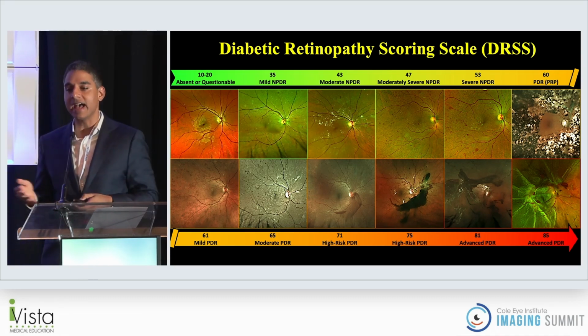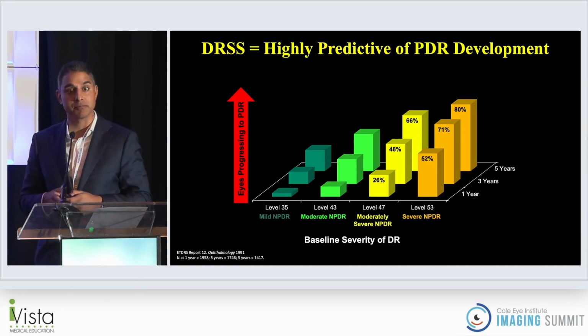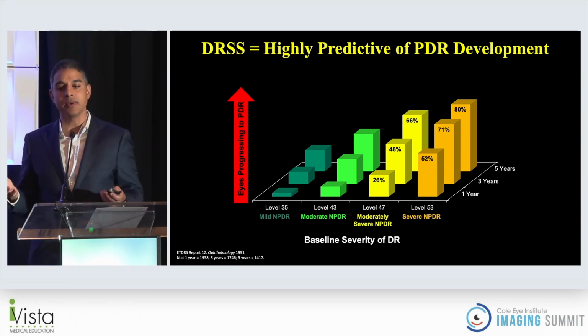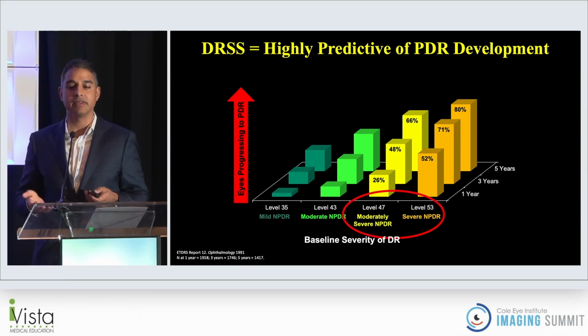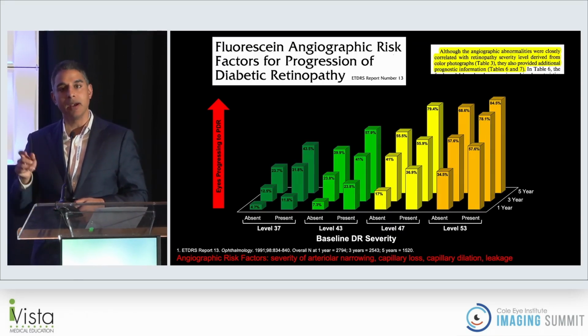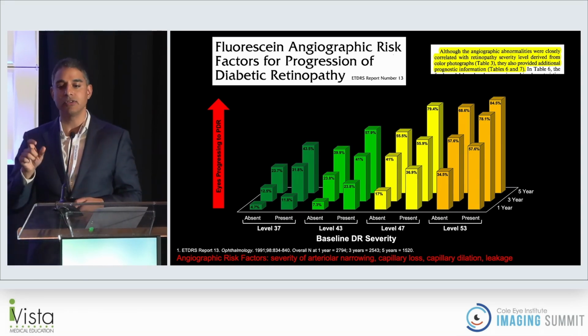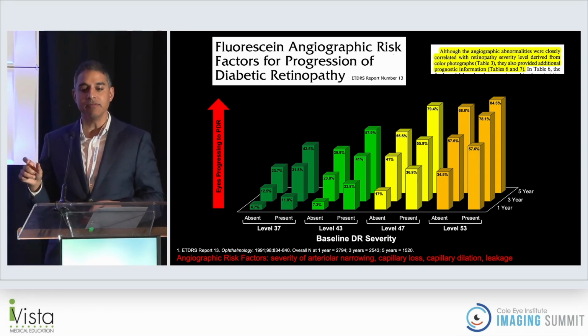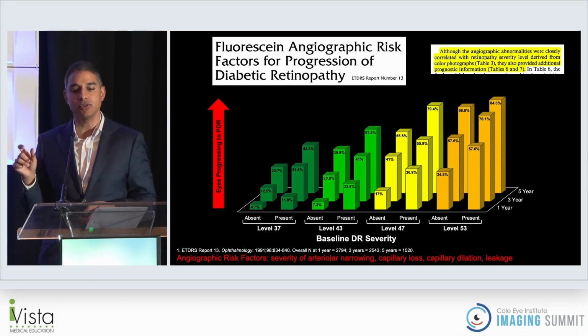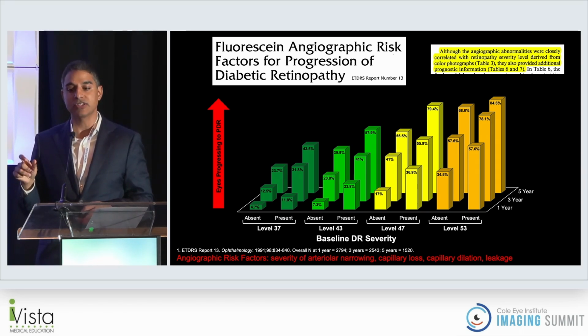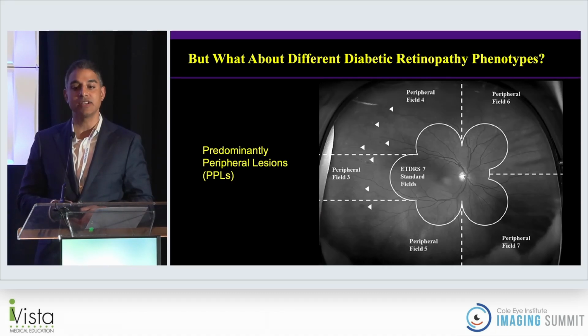But what's incredible is that you have all these stages attributed to PDR, because that's ultimately the thing that we want to prevent against. And we've known for a long window of time that when you get to moderately severe or severe NPDR, that risk gets up to about 80% at 5 years. But what's more interesting to me is that if you look at the same DRSS score, we've known for over 30 years that if you take the fluorescein angiographic findings of severity of arterial narrowing, capillary loss, capillary dilation, and leakage, then that incrementally increases your risk. So you have an enhanced amount of information just based on the FA.